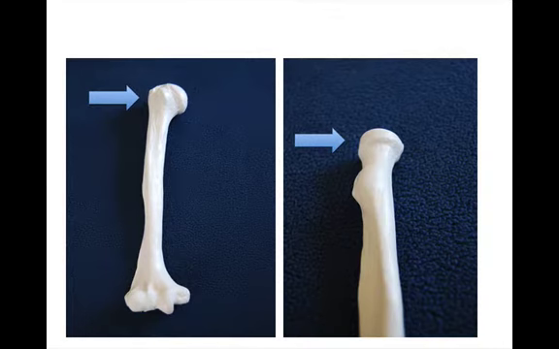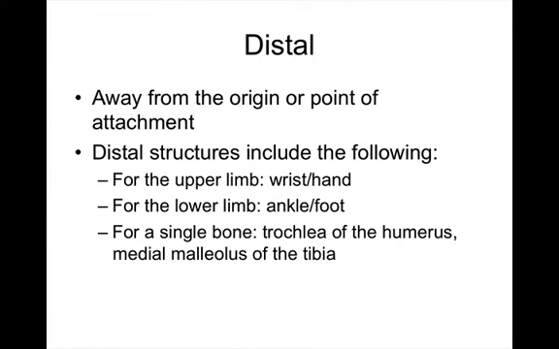Proximal part of the humerus in the left image, and then the proximal aspect of the radius in the image on the right. And so you can know that's the radius by its disc-like head there, which is where the arrow is pointing currently. So then distal is away from the origin or point of attachment, and so distal structures include the following.